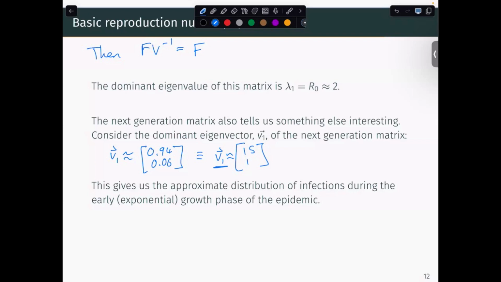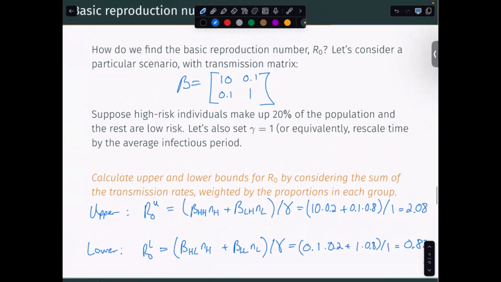the early growth of our epidemic, this first entry is going to correspond to our high-risk individuals, because that's how we structured our matrix. And this is low-risk individuals. This is saying that our high-risk individuals are going to, at the start of an epidemic, make up 15 times more of the infectious class than our low-risk individuals. That's why this R0 here is so close to our upper bound of R0. It's because our high-risk individuals are driving all of that early transmission.